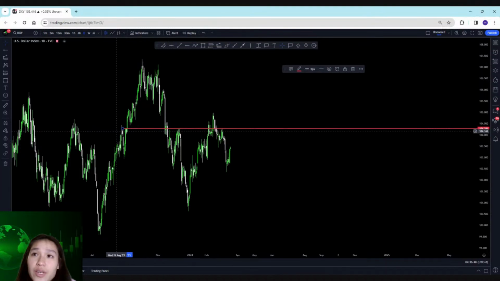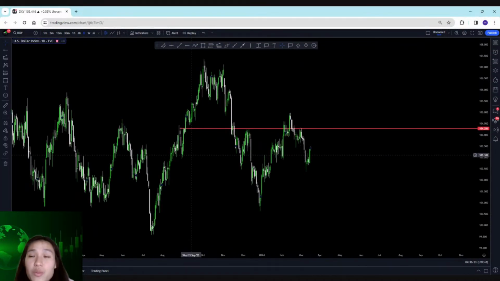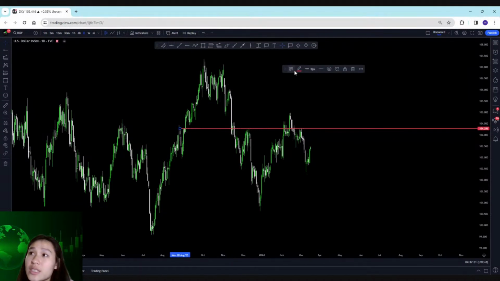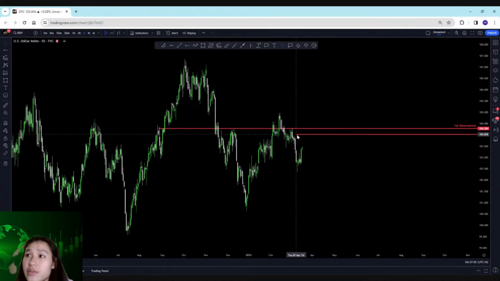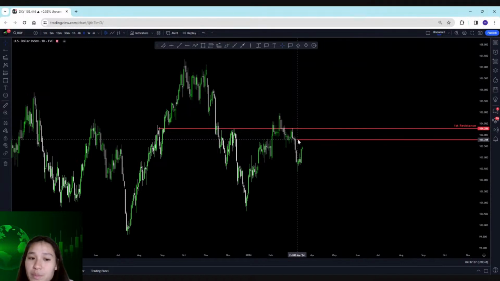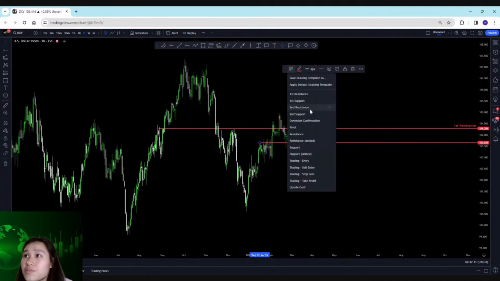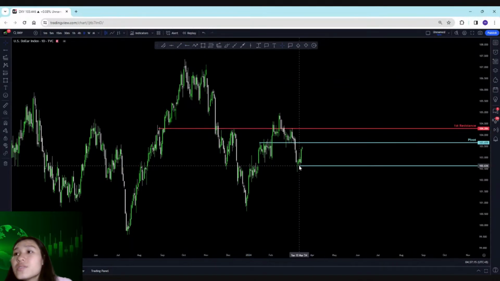This is so that we can see how many times price has respected this level. You can see here we have 1, 2, and 3 times that price has reacted off of this level, making it a pretty significant level to take note of. Next, our pivot is over here, and our first support over here.